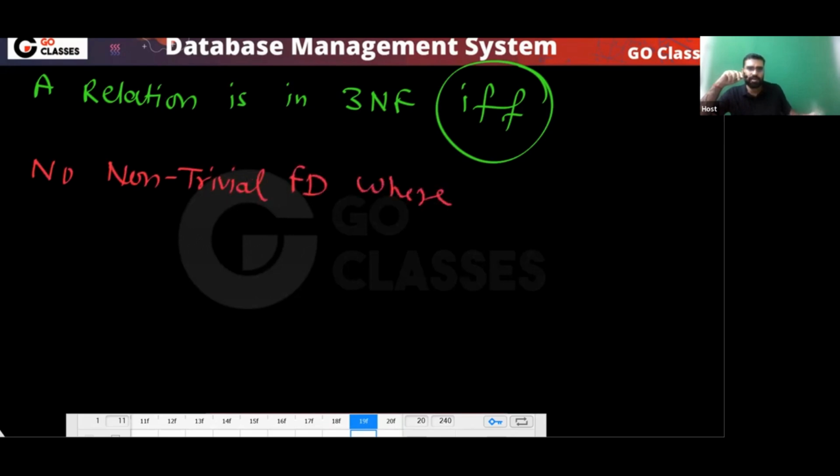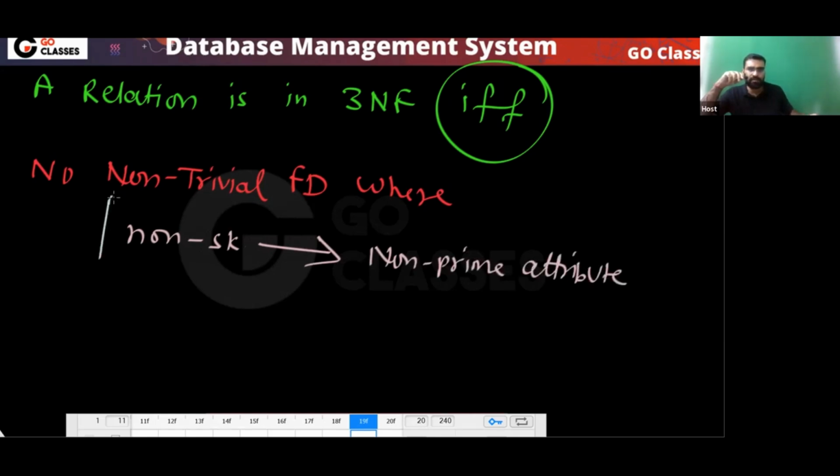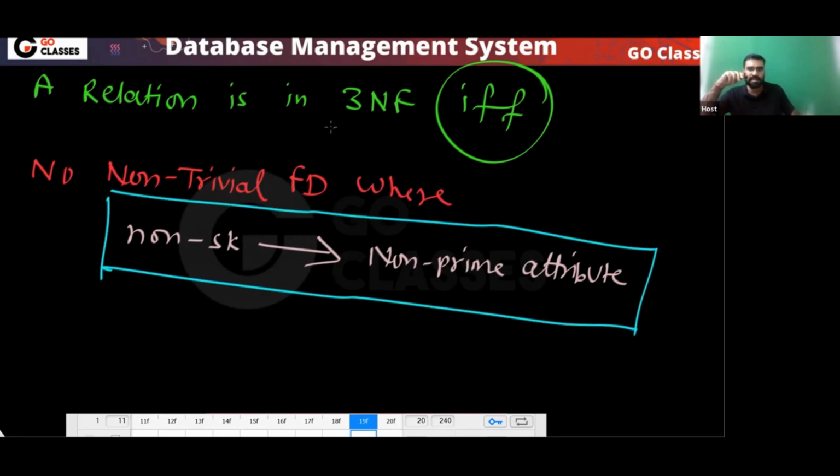where non-super key determines non-prime attribute, okay? So this type of functional dependency should not be there. Is this clear? So a relation is in 3NF if there is no non-trivial functional dependency where not super key determines a non-prime attribute. This is the definition of 3NF, right? There should be no such non-trivial FD.